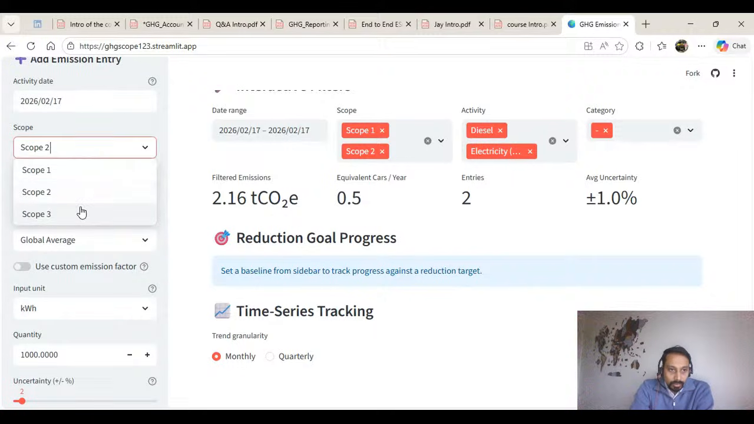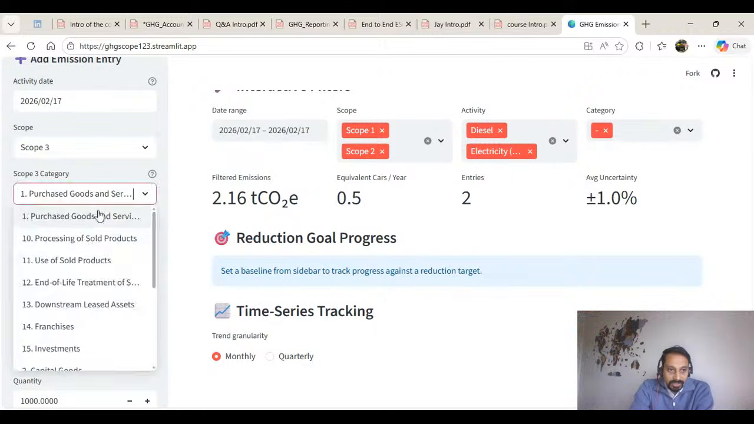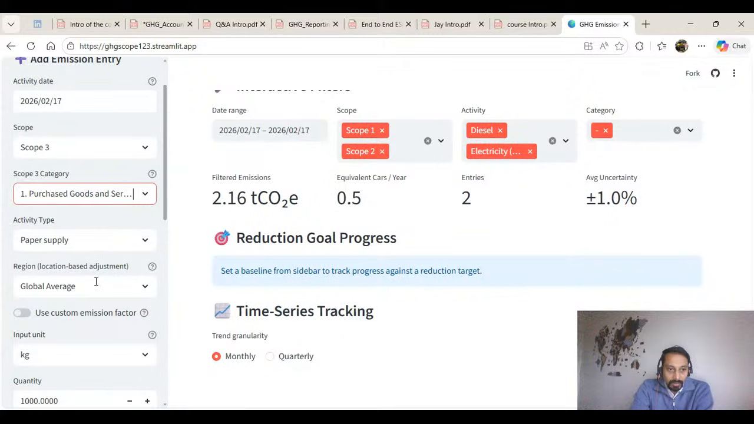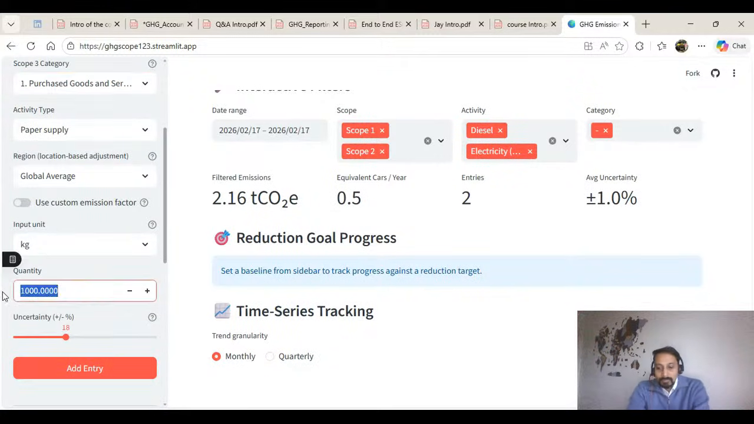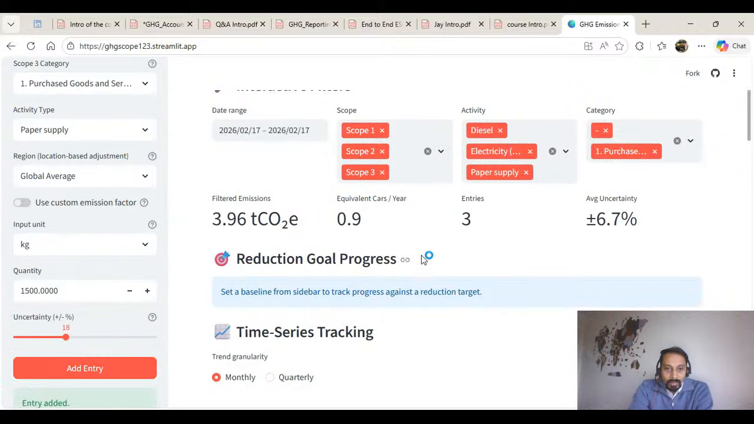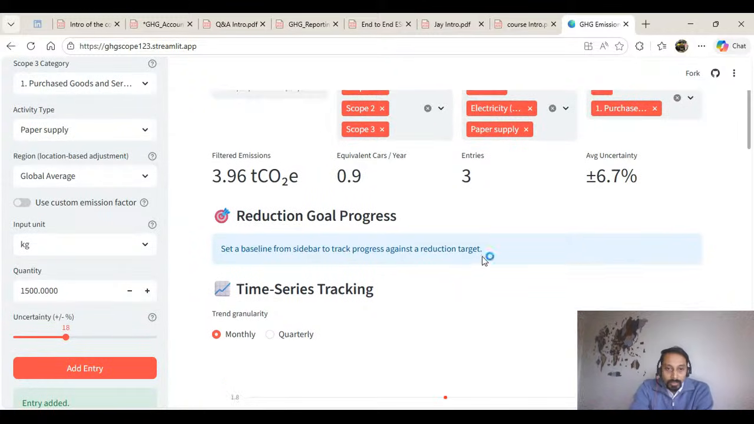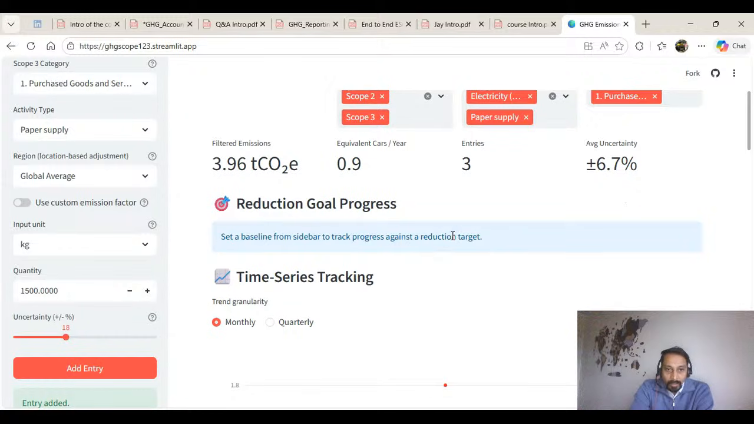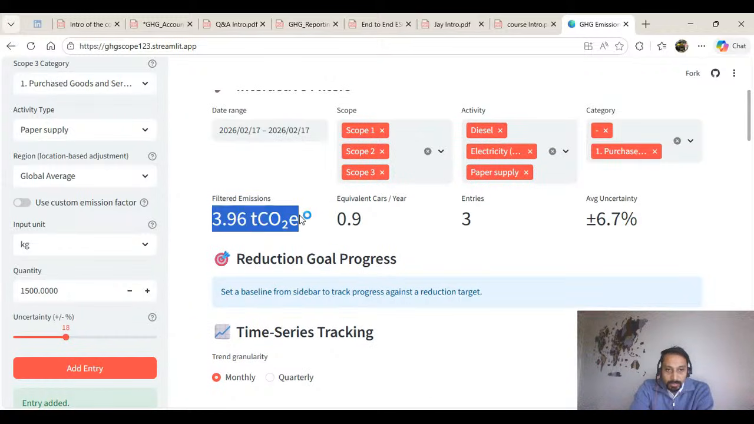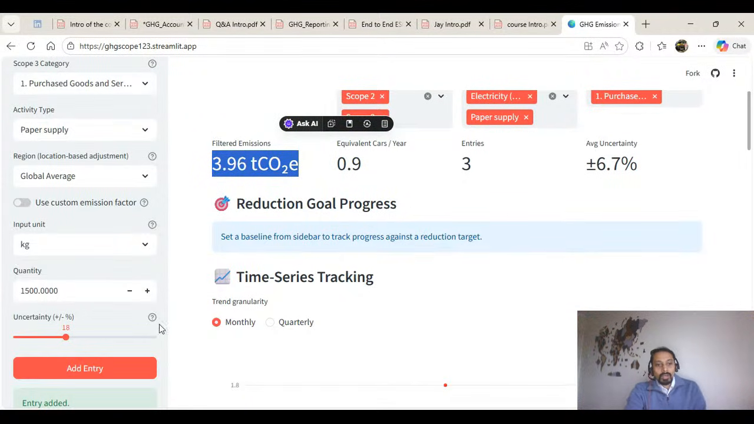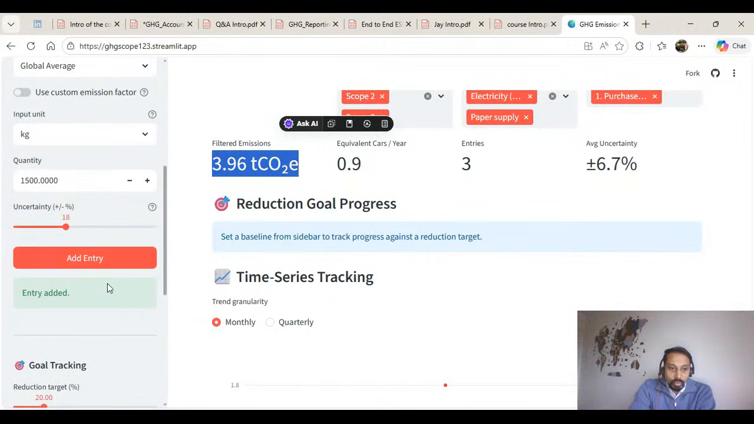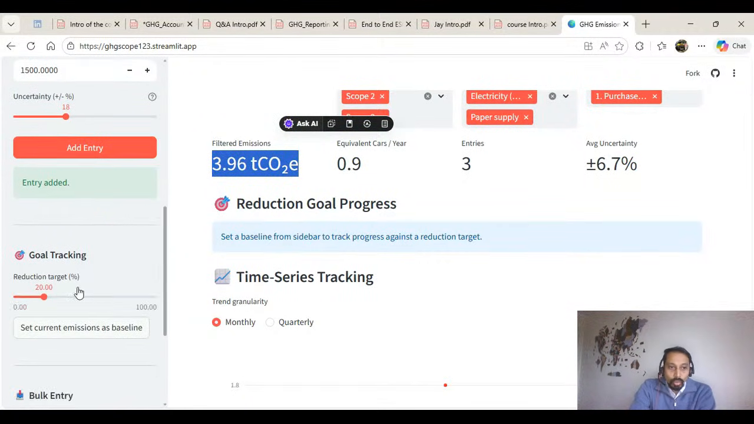For the scope 3 also you can enter, since we have not seen all the categories, but I will just add one of the categories. So we do have the overall quickly filtered emissions for the scope 1 to 3 emissions, and now we have to add the reduction goal. So here the goal tracking is there.